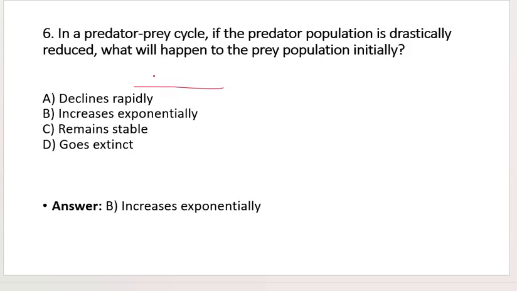Next question: in a predator-prey cycle, if the predator population is drastically reduced, what will happen to the prey population? Of course, it will increase exponentially.